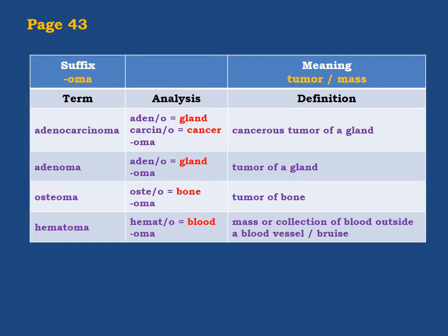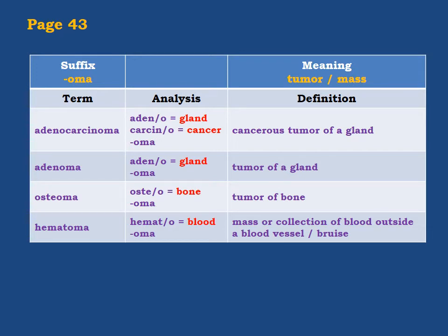So the first term here, adenocarcinoma. You remember aden here or adn? Both are acceptable. So here we have two roots. Aden, which means gland, and you have taken this. Carcin means cancer. So here when we say cancer, this means it is harmful, cancerous. Now the meaning, you see, cancerous tumor of a gland.